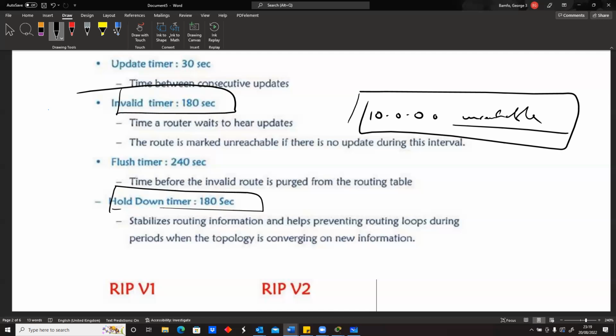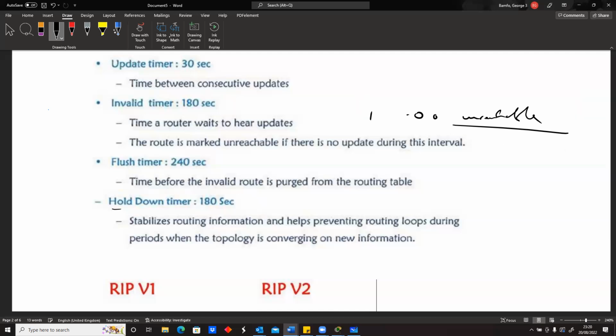known by that device. So in 180 seconds, if somebody is not responding to you, it means that that person does not exist, because it will take a maximum of 180 seconds for every network that you want to know about to get to you. So within 180 seconds, if you don't get it, that's a hold down timer or invalid timer.